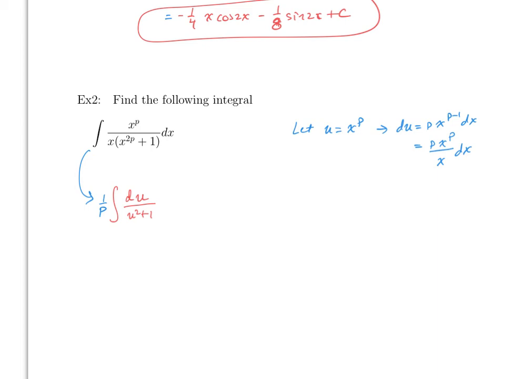You should check that this makes sense. Notice that if u equals x to the p, well, this implies that u squared equals x to the p squared, which is clearly x to the 2p. Okay, so you can see that this equals this. But now this is one of the basic integrals that you should have used hundreds of times by now. This is just tangent inverse of u plus c, and u, remember, was x to the p, and that's it. So very, very simple.